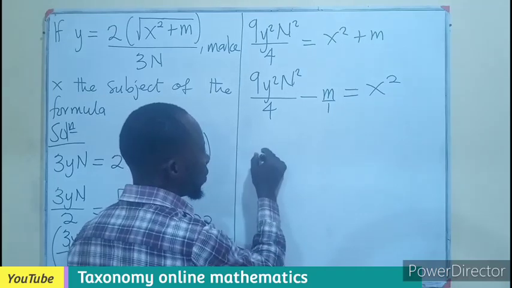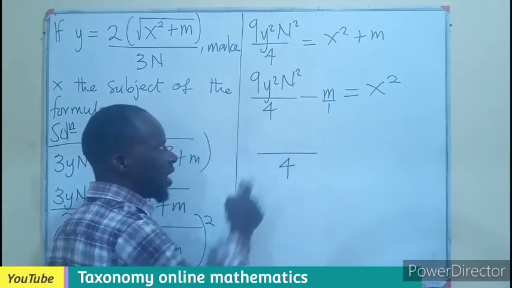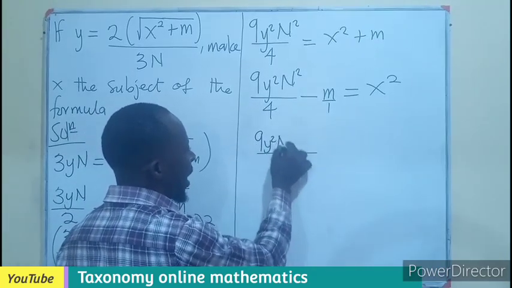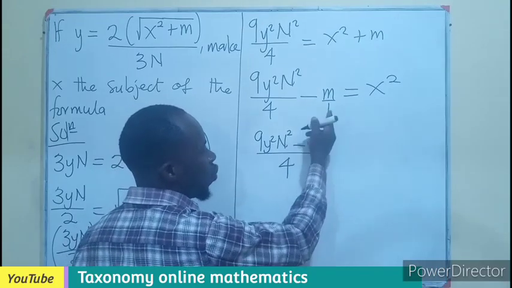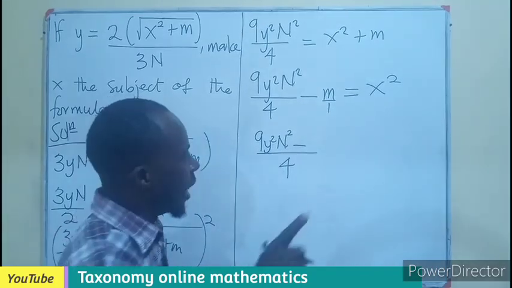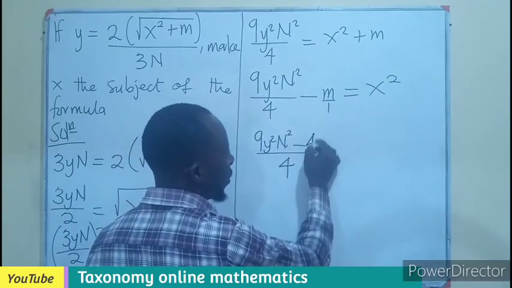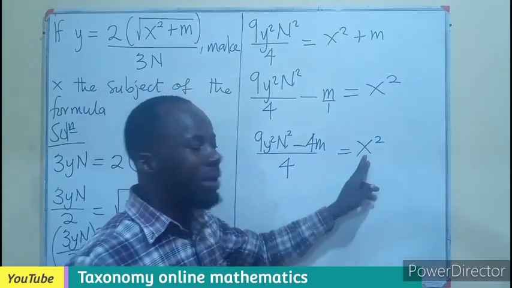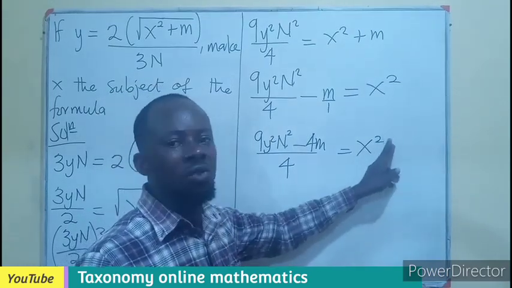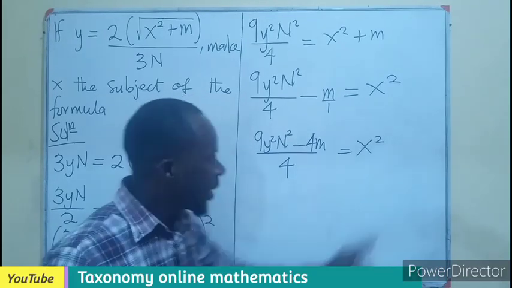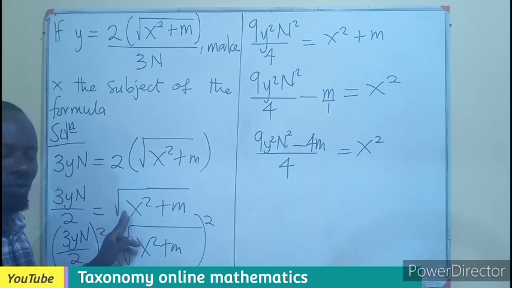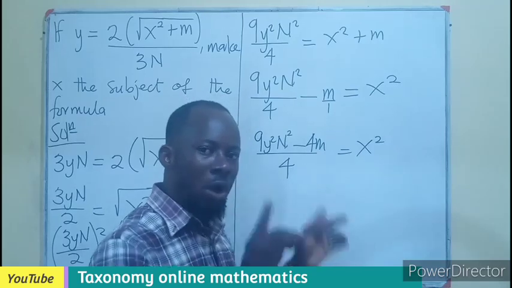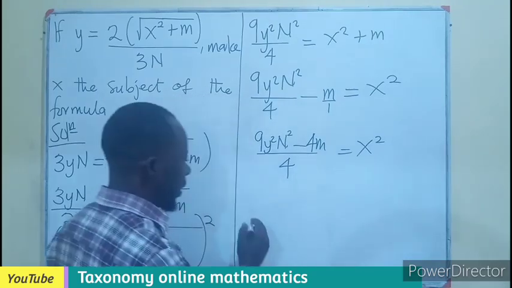So if 4 will be the LCM, 4 dividing 4, that will give us 1. 1 multiplying 9y squared n squared will remain the same, minus 1 dividing 4, that becomes 4 times the m, gives us 4m, equals x squared. What is the goal? The goal is to make x stand alone without the square. So we can clear a square by using square root, just as we clear the square root using the square. So for me to clear the square, I need to find the square root of both sides.